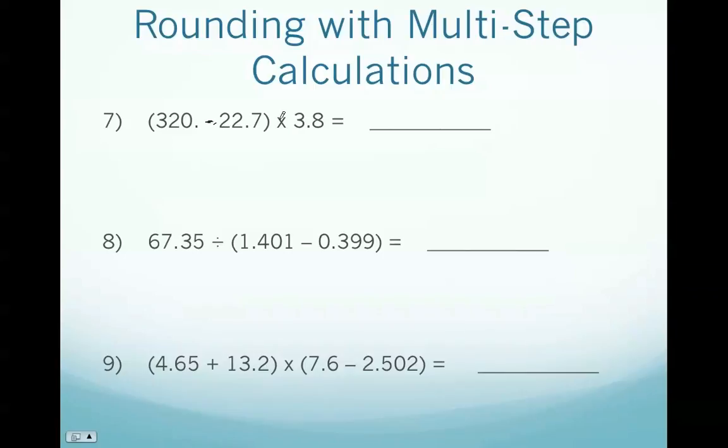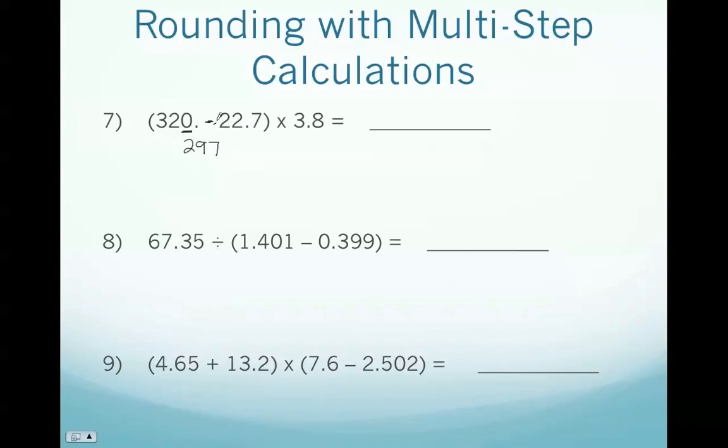So you're first going to do the subtraction, so 320 minus 22.7. My calculator gives me 297.3. Subtraction involves place values. So since this one is to the ones, which is least precise, I need to round my number to 297. So this is rounded based on my subtraction.